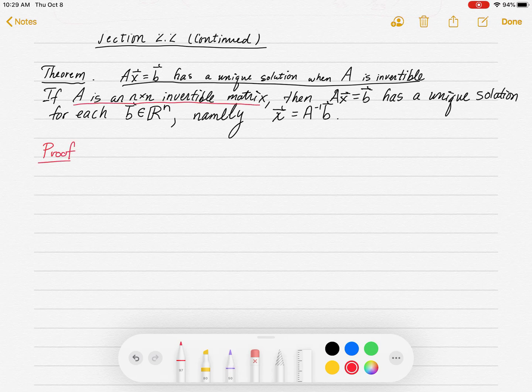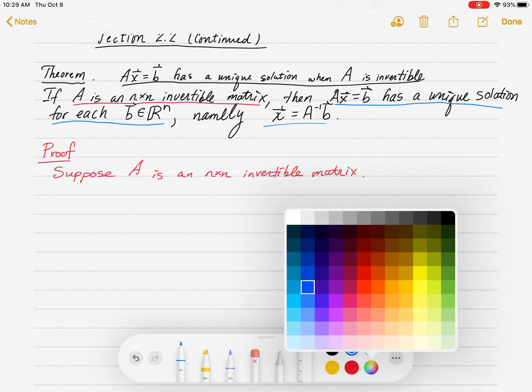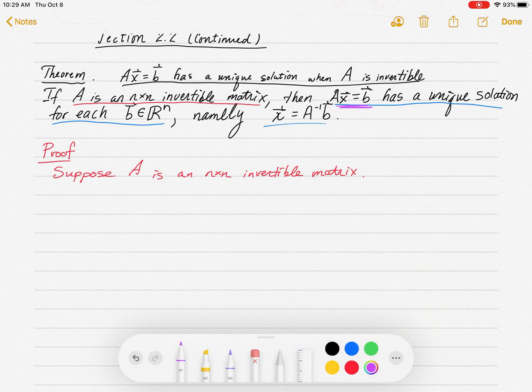Now let's go ahead and prove this. See if we can prove this. If I wanted to prove an if-then statement, I'm going to assume this part right after the if. So suppose A is an n by n invertible matrix. So we start with that, and we're going to work our way to trying to show that AX equals B has a unique solution for every B in Rn. In particular, the solution is going to be X equals A inverse B.